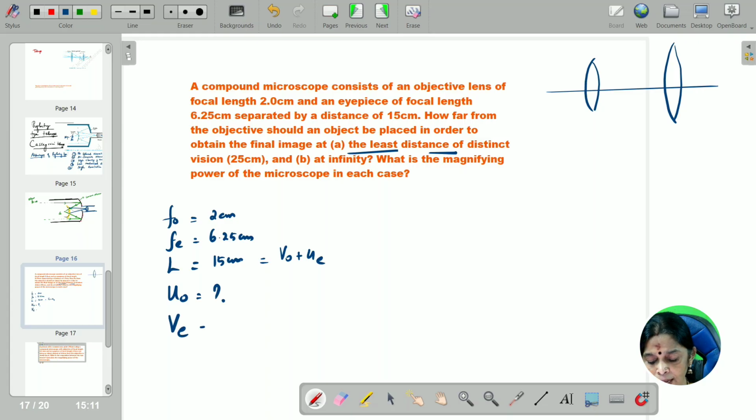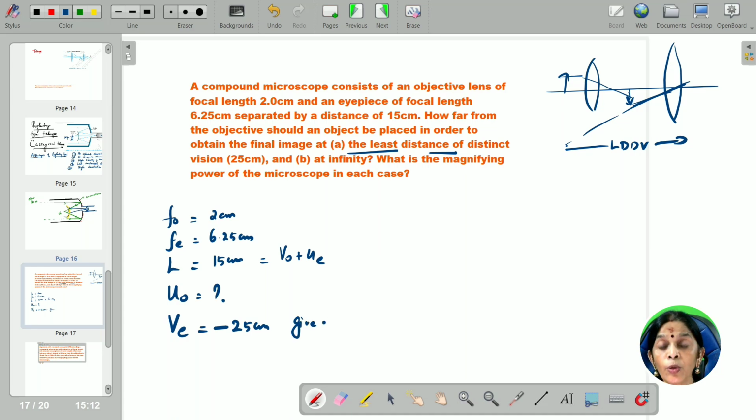So the final image is at the least distance of distinct vision, LDDV. LDDV is nothing but minus 25 centimeter. All these are given, so only UO is asked. Only one parameter we are going to find out.